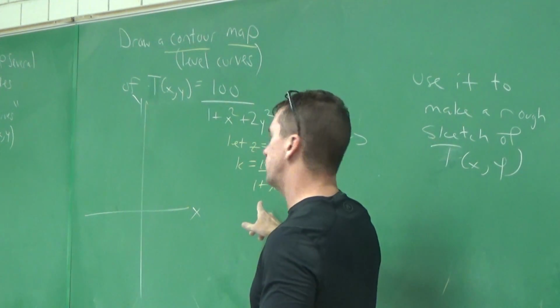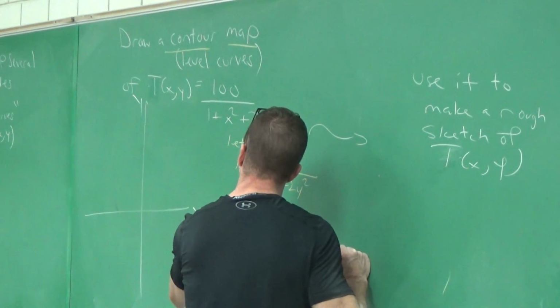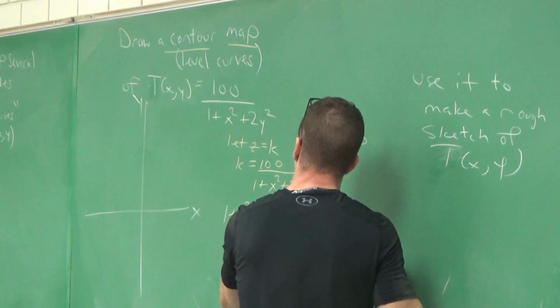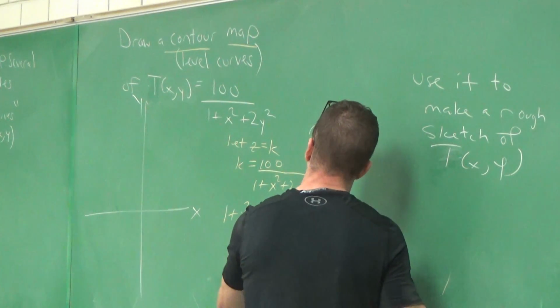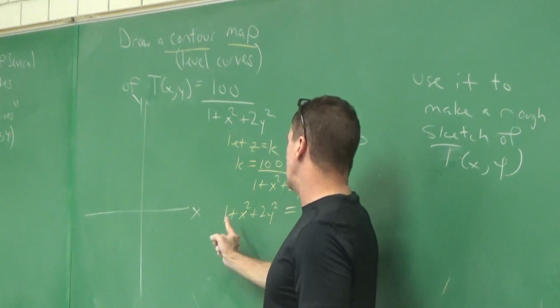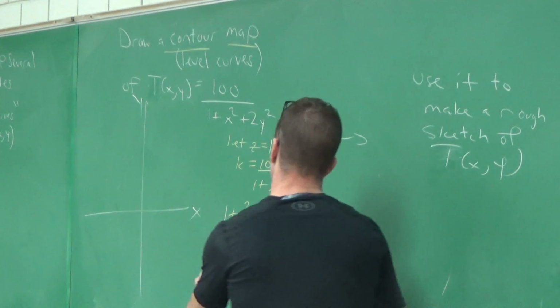Can I multiply 1 plus x squared plus 2y squared on both sides? They would look good. So I get 1 plus x squared plus 2y squared multiplied on this side, divide by k, I get 100 over k. That looks a little better. I don't want that 1 over here. I like to have my x squareds and y squareds on one side. So how do I get that 1 over here?